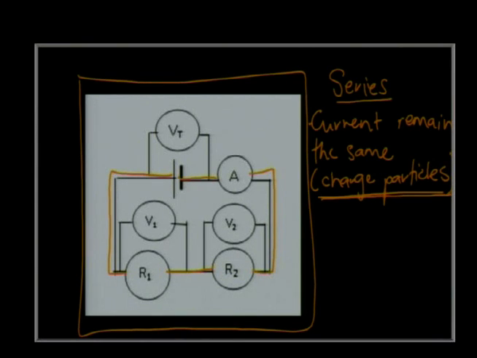The other important thing over here is that I have voltmeters connected. My first voltmeter is connected across the cell or the battery. Now this voltmeter gives me the reading for the entire circuit, and that is why we refer to it as VT, the T standing for the total.